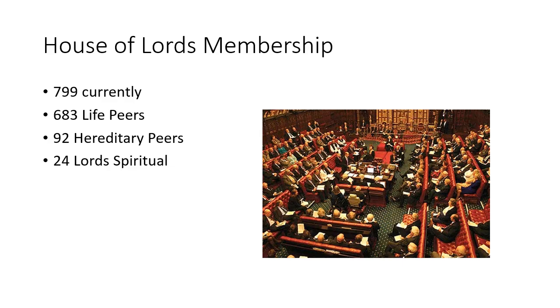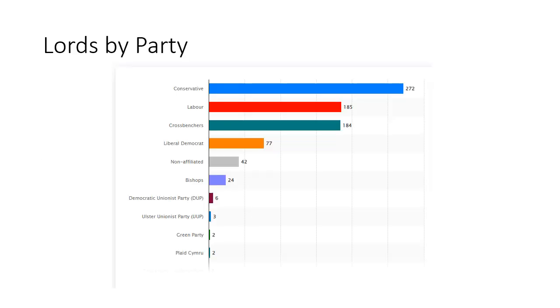There are currently 799 members of the House of Lords. 683 of them are life peers, 92 are hereditary peers, and 24 are Lords Spiritual. This gives you an idea of the party background of those lords.